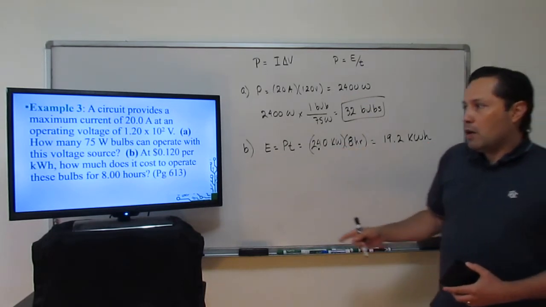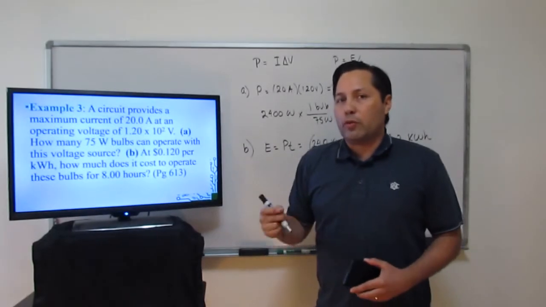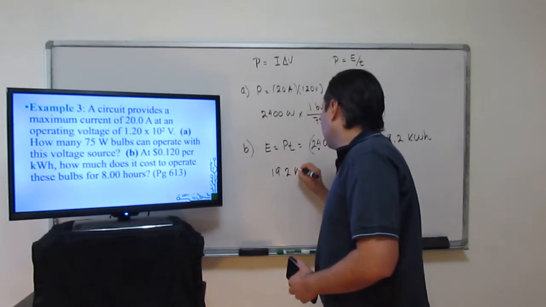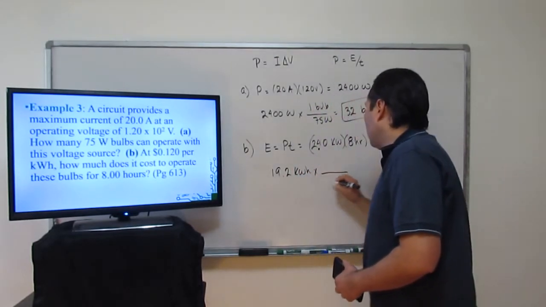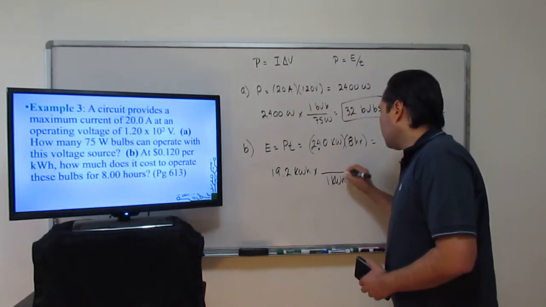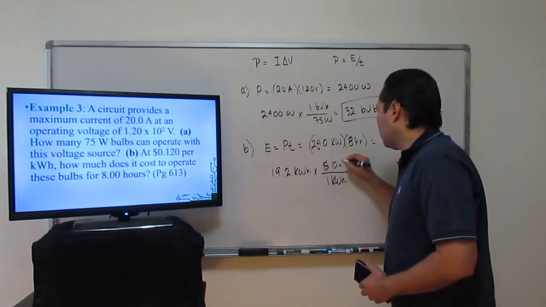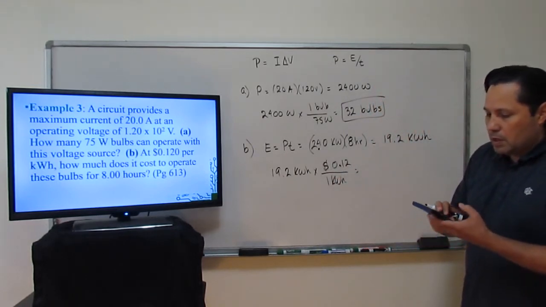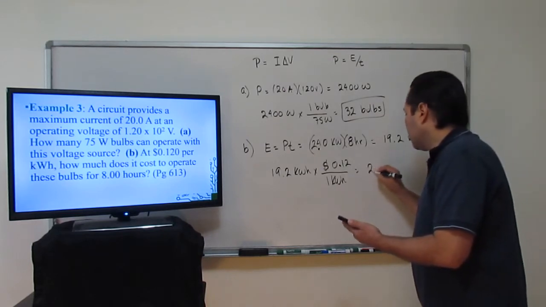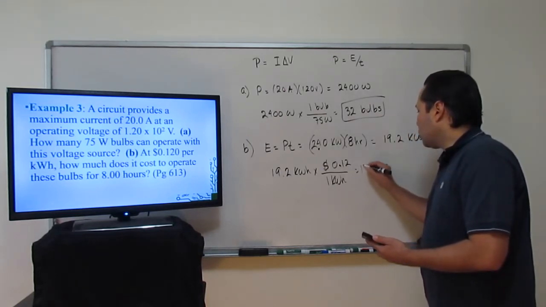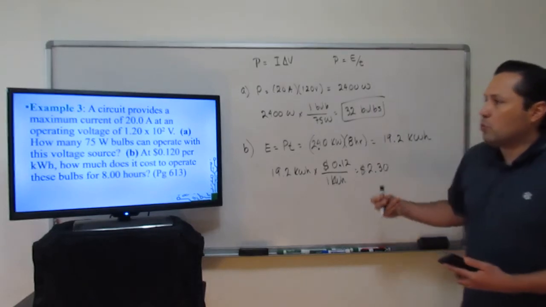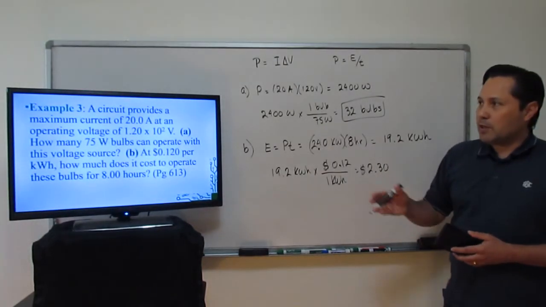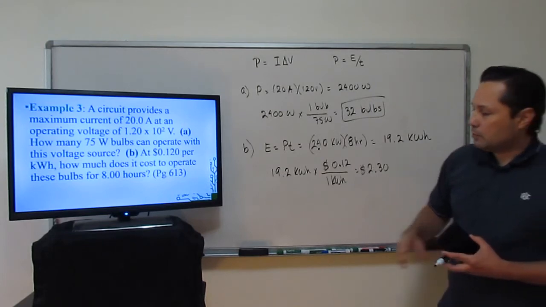Now every kilowatt hour costs us 12 cents. So for our next part, we take our 19.2 kilowatt hours. Let's say 1 kilowatt hour is equivalent to 12 cents. So we're going to multiply, and it gives us a value of $2.30 to operate these bulbs for 8 hours. All right, that is example 3.